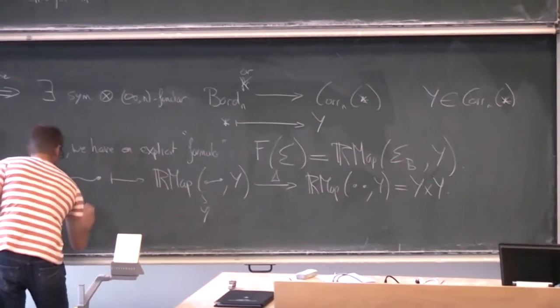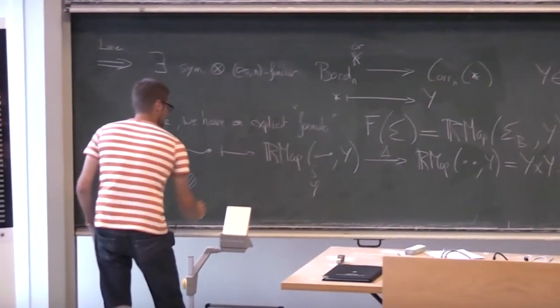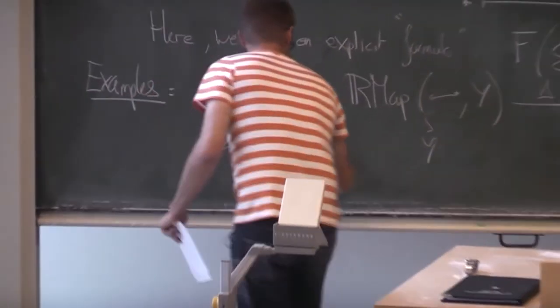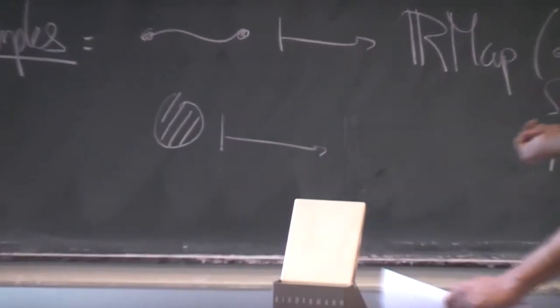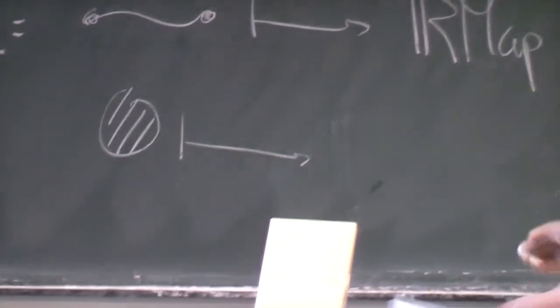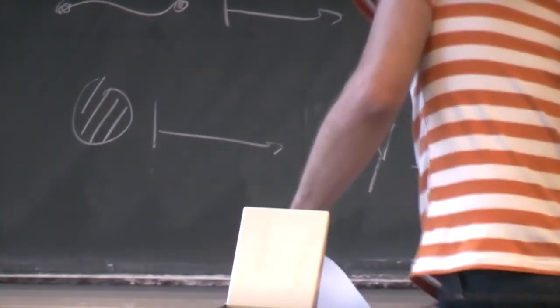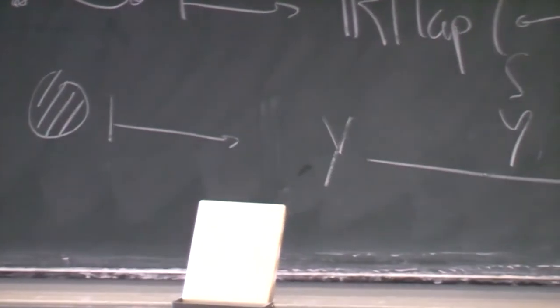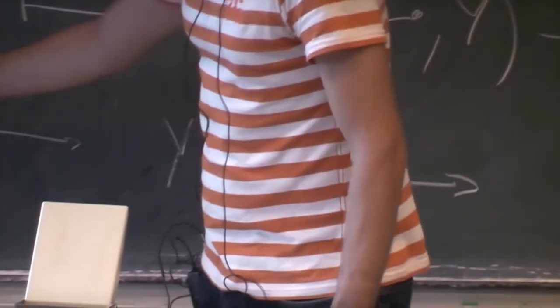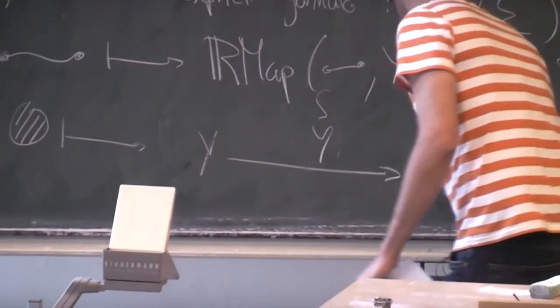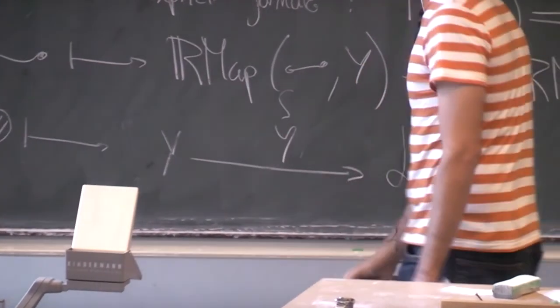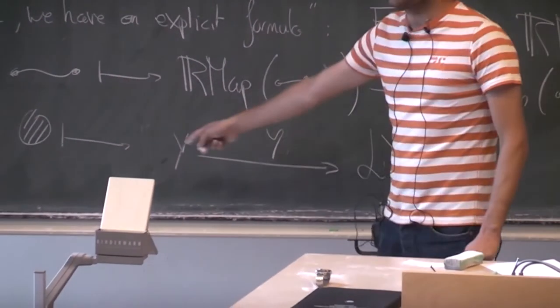Another example, if you take the disk, so the mapping space from the disk to anything, the disk is contractible, so it will be again Y. And it will map to the mapping space from S1, the boundary of this, to Y. So it will be the derived loop space of Y. And this map is just the inclusion of constant loops.